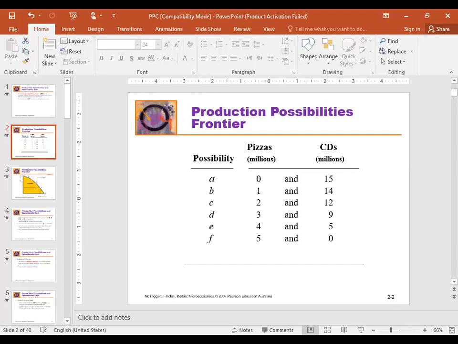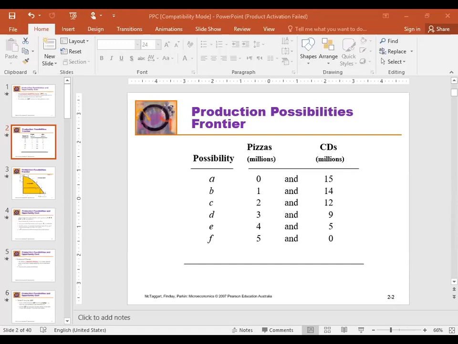Now, what happened to the price of CDs? Who could tell me? I mean, not the price, but what happened to the production of CDs? The more pizzas he's producing, what's happening to the production of CDs? Luigi. Decreases. It decreases. Good. And why?